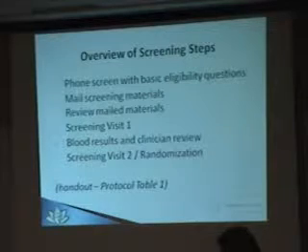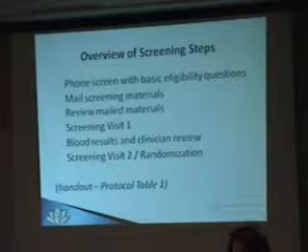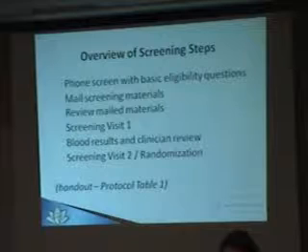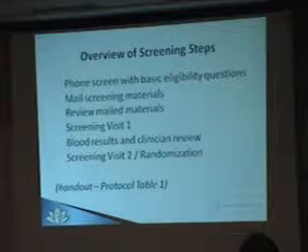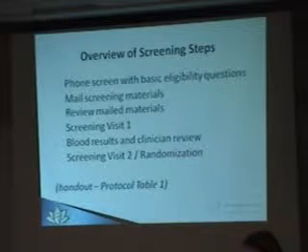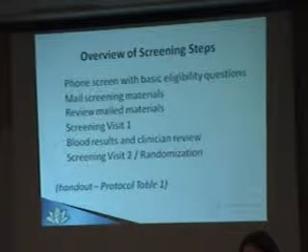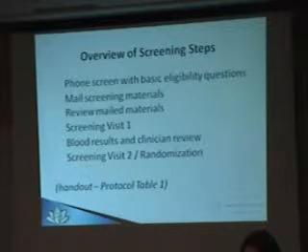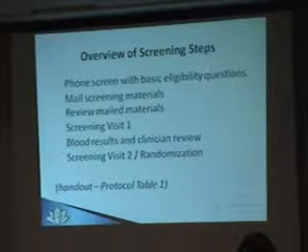Also in your handouts is this table. It's from the protocol, table 1. And I tried to match the numbers on the slide up with the first 5 numbers on the table. So the first thing is to do a pre-screen, where you do a phone screen and review basic eligibility questions, then you're going to mail the materials, then you're going to have the visit, and then in between screening visit 1 and 2, there's going to be a clinician review, and they're going to review the safety labs, and we'll talk about that. And then there's the randomization visit.